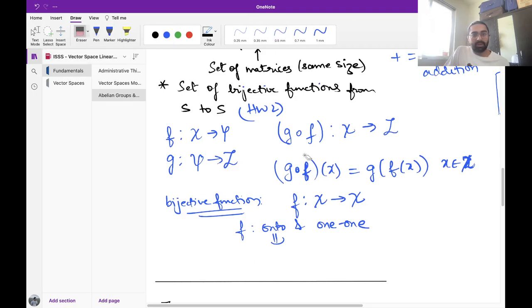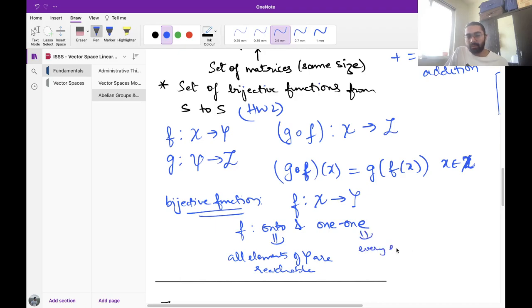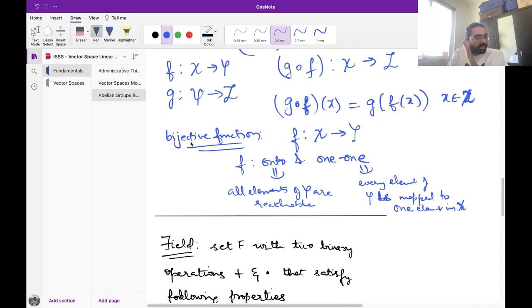okay, let me use a different notation here. Y, let's say. Onto means all elements of Y are reachable in some sense, right? And one-one means every element of Y is mapped to one element in X. Okay, so go ahead and think about it a bit.